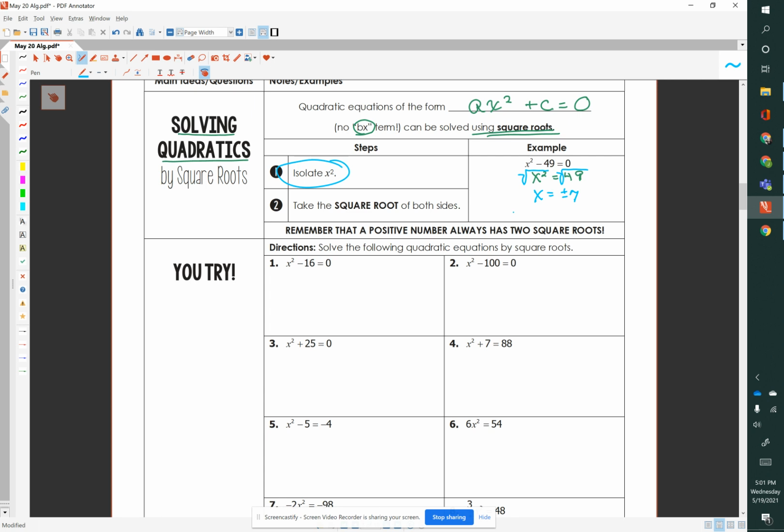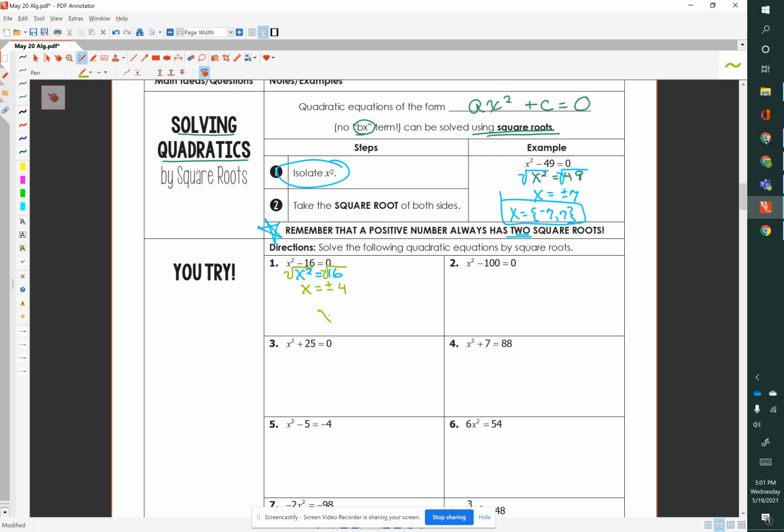And then we can put that in set notation. X equals the set of all numbers such that x is -7 or +7. And that's the final answer. A couple little tricks you'll need to learn along the way. First of all, remember that a positive number always has 2 square roots. So let's look at some of these. Number 1, x squared minus 16 equals 0. We'll move 16 over, so we have x squared equals 16. And then when we take the square root of each side, we'll have x equals plus or minus 4.